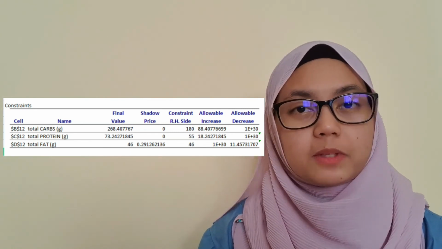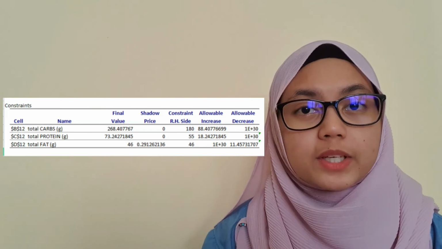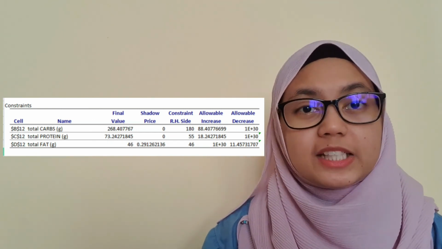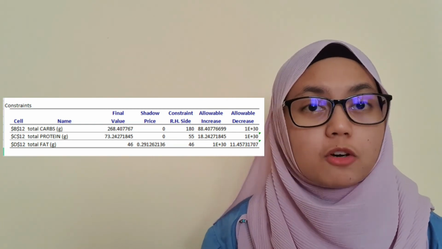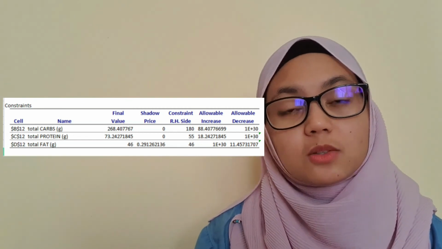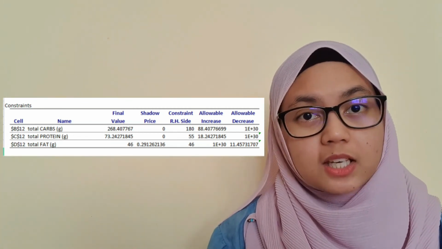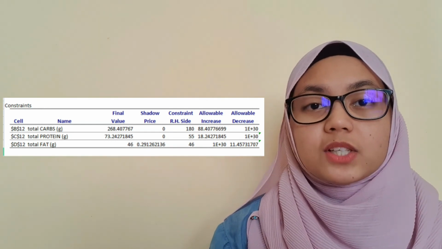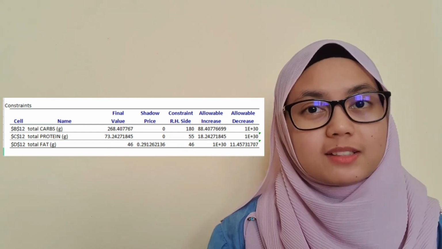If we look at the report, for the carbs, the allowable increase is 88.41 gram, so the right-hand side can increase by 88.41 gram without changing the location of the optimal solution. Any additional increase will change the location, while the allowable decrease is infinity, so the right-hand side can decrease by infinity without changing the location of the optimal solution.